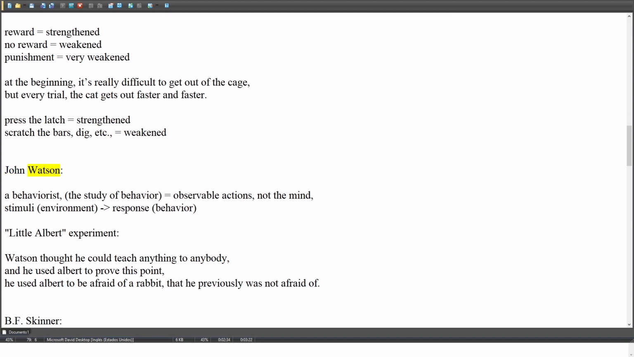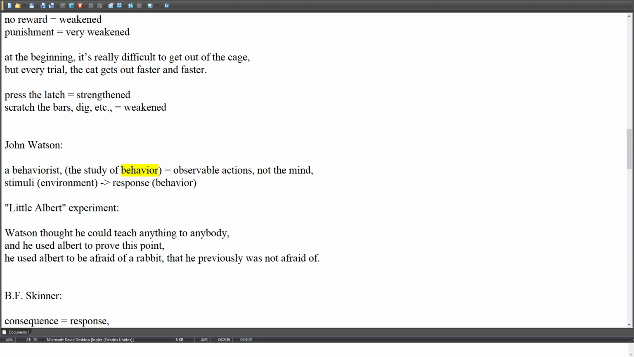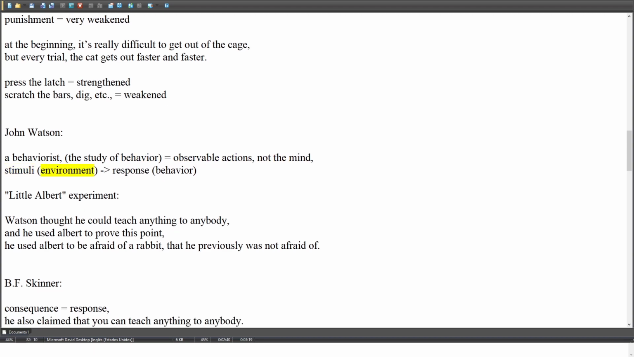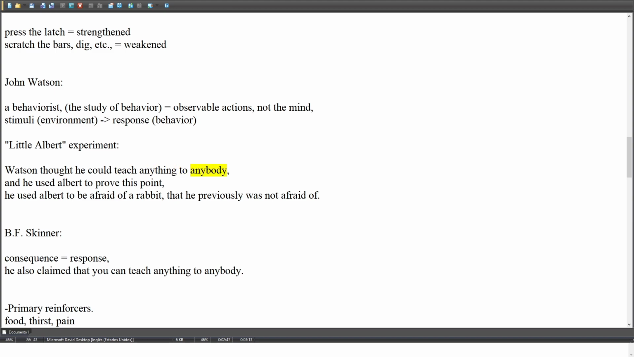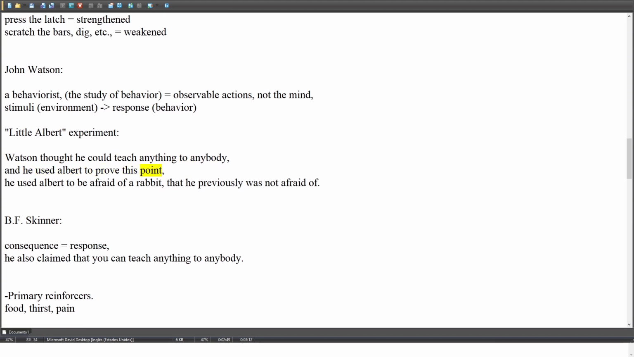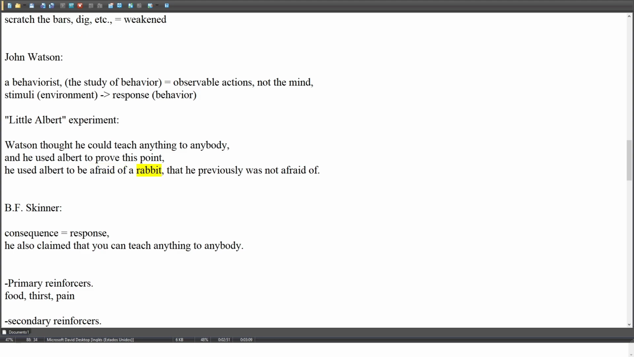John Watson. A behaviorist: the study of behavior equals observable actions, not the mind. Stimuli, environment, response, behavior. Little Albert experiment. Watson thought he could teach anything to anybody. And he used Albert to prove this point. He made Albert afraid of a rabbit that he previously was not afraid of.